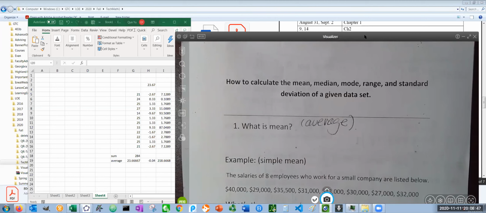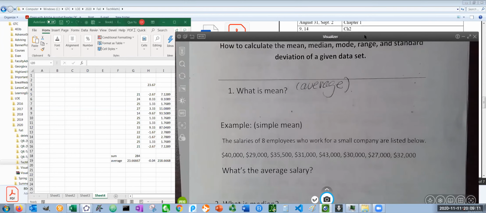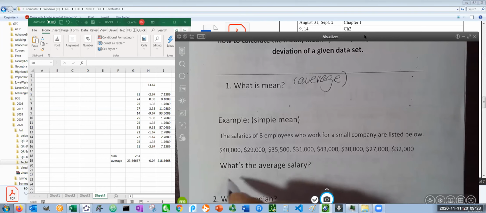Okay, now let's look at this example. Everybody understands simple mean means simple average. For example, if you have 5 numbers, how do you find the average of the 5 numbers? When we say average of 5 numbers, we mean the simple mean. You just add those 5 numbers together, then divide by 5, right? So now let's look at our first example. It says the salaries of 8 employees who work for a small company are listed below. So here are the 8 numbers. What is the average salary? All we need to do is add these 8 numbers together and divide by 8. And everybody can do that, by the way.